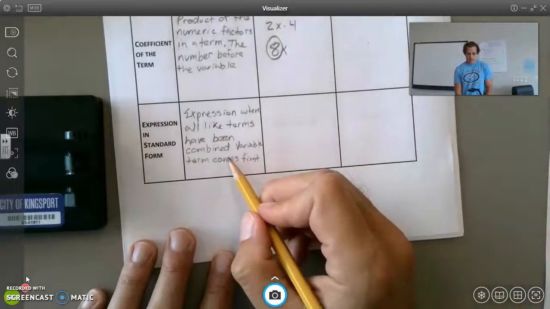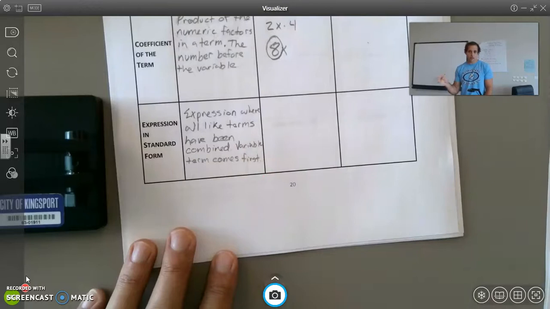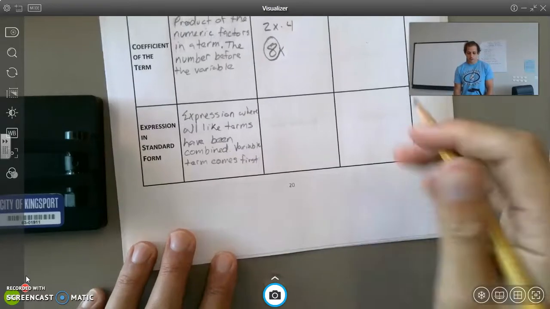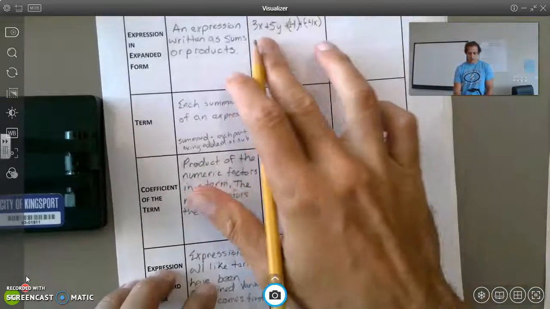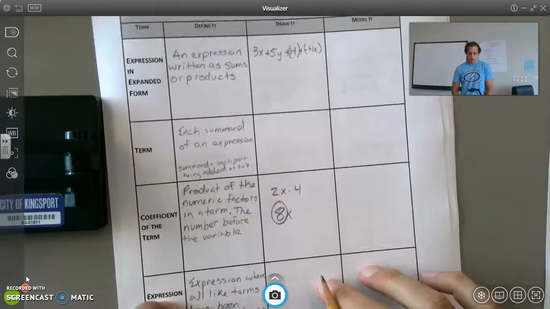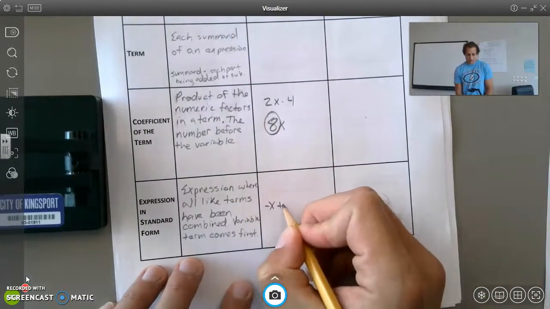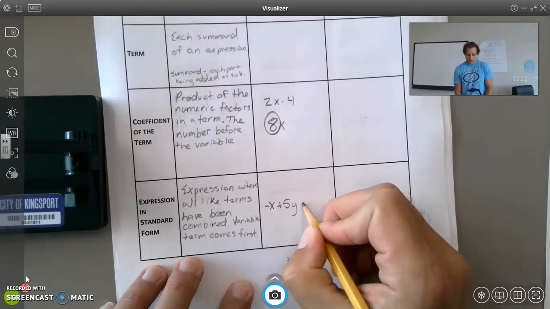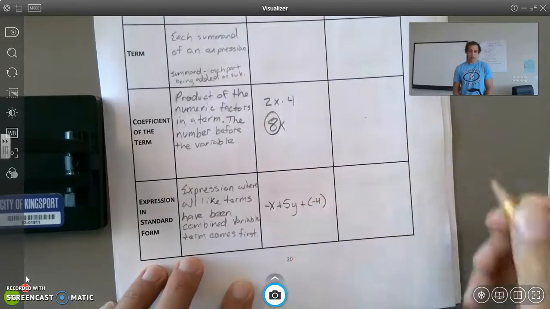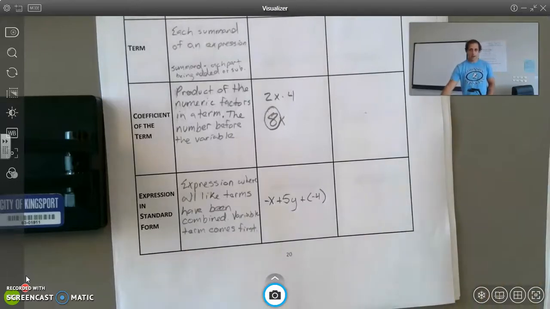And then expressions in standard form, like I said, that is whenever we go alphabetical order, X, Y, Z, A, B, C. You list your variable terms in alphabetical order, and your constant term comes last. So if we go back to this expression up here, if I wanted to write that in standard form, I would combine 3x and negative 4x and get negative x plus 5y plus negative 4, and now it's in standard form. All right, let's stop there, and I'll continue the video. We'll do a part 2.